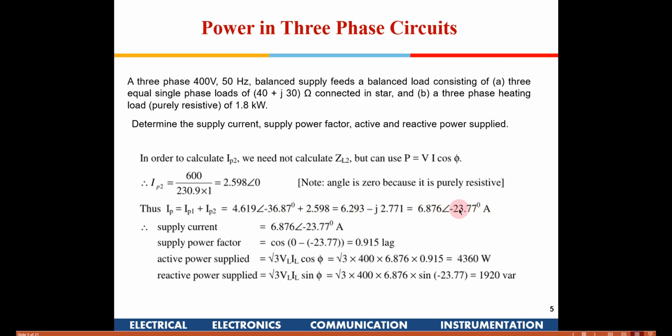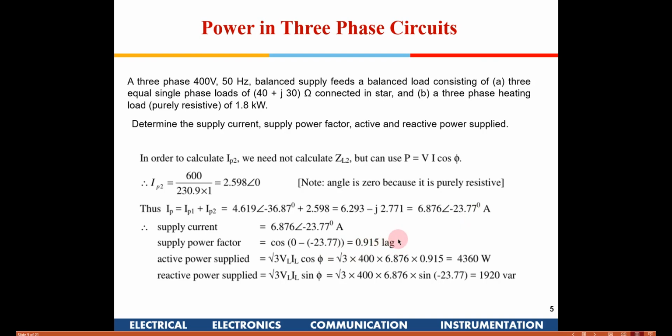So this 23.7 is the phase. Since it is negative, it means it is lagging. So I take a cos of 23.77, which is 0.915, and I say it is lagging. Either I can say the phase power factor is minus 23.77, cos minus 0.915, or I can call it 0.915 lagging. Okay, so that is the power factor.